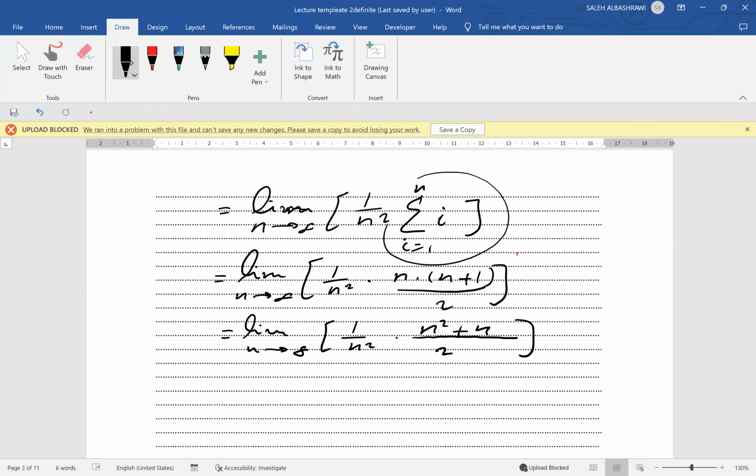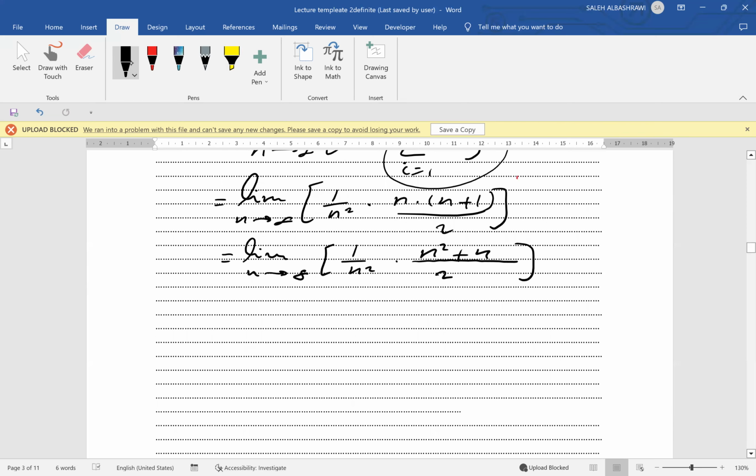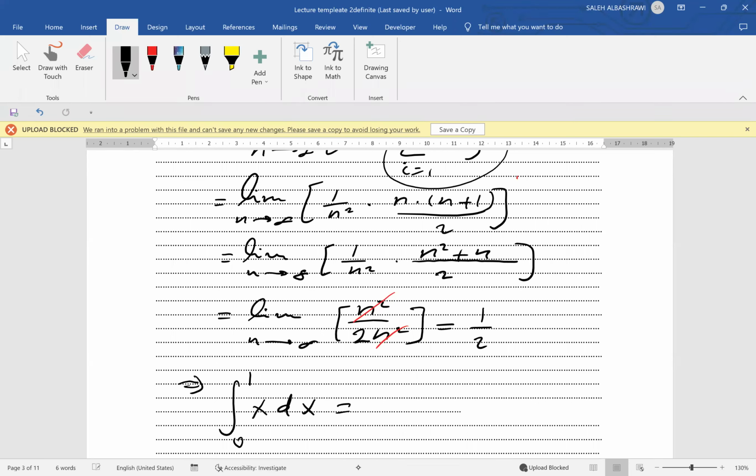And we know that for the limit at infinity, we take the highest power if we have a rational function. So I'm going to take the highest power for the numerator and the denominator. So I'll have n squared and 2 n squared. Then simplify. n squared will cancel n squared. I will have only 1/2. So the limit will be 1/2. Means the definite integral from 0 to 1 of x dx is equal to 1 over 2.